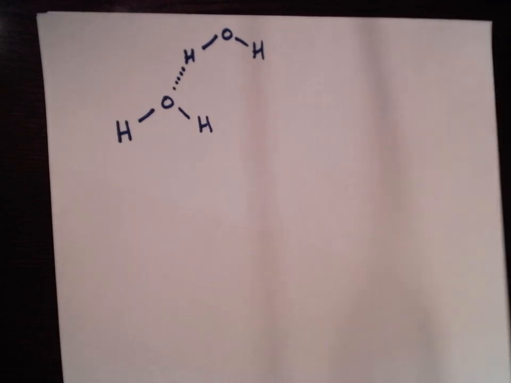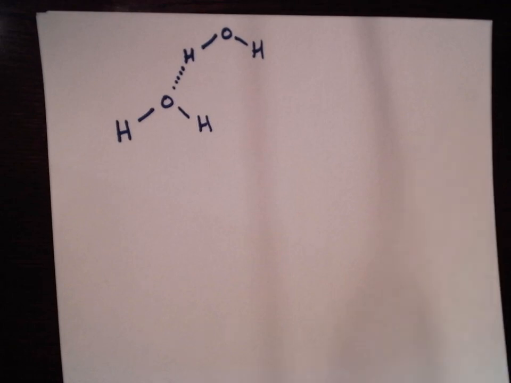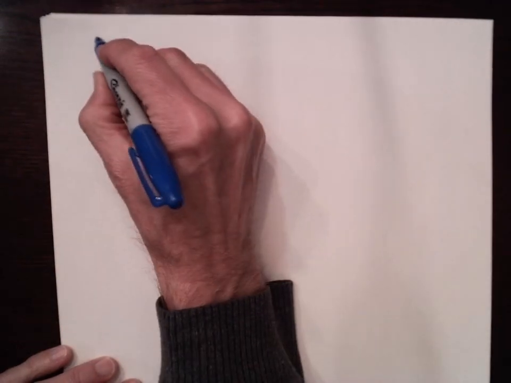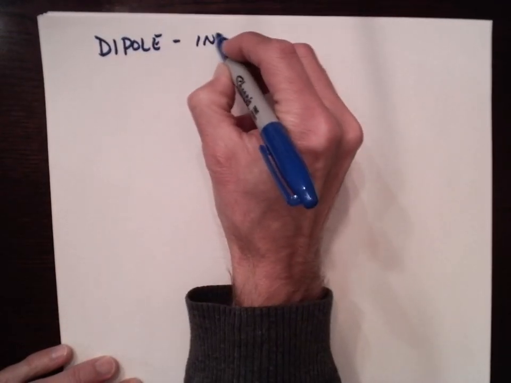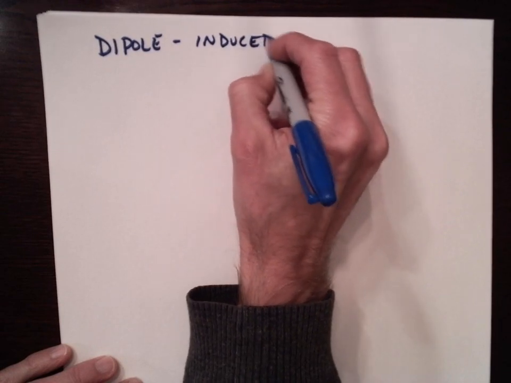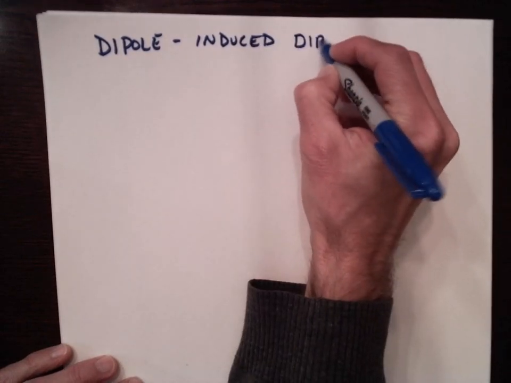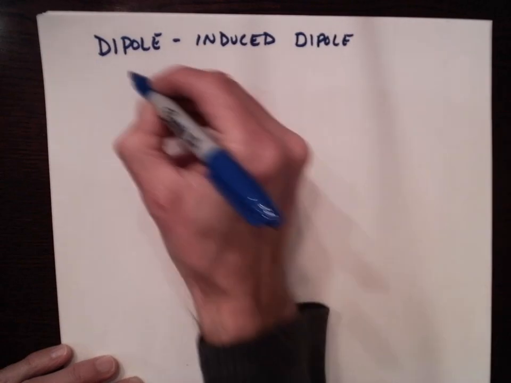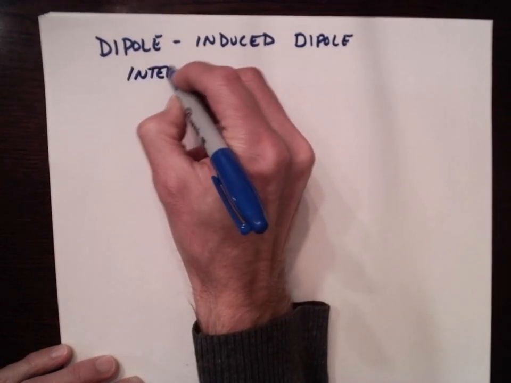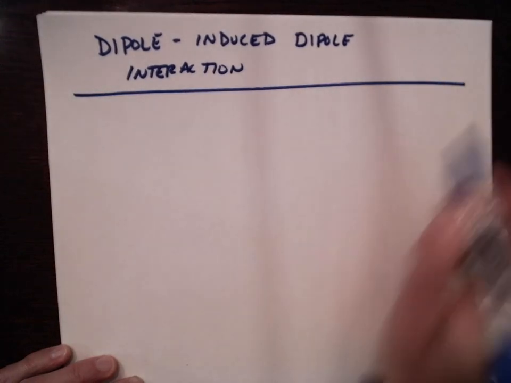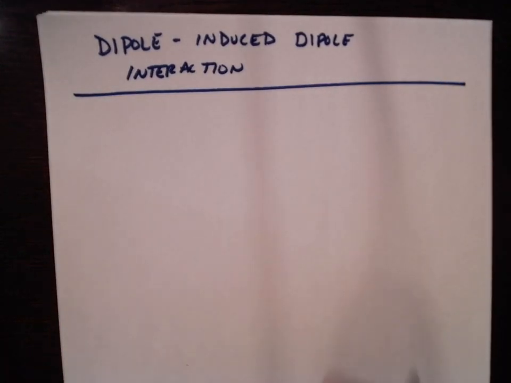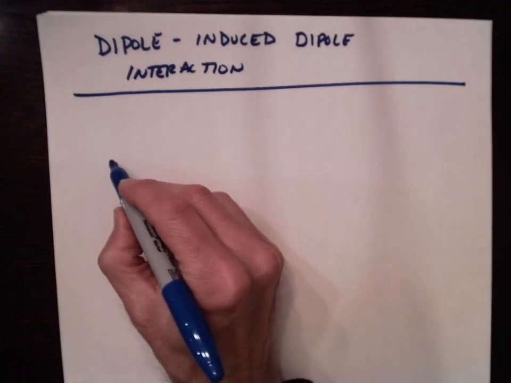All right, the third intermolecular force we're going to discuss. The next two are kind of subtle. This one is called a dipole-induced dipole interaction. Well, I already know what a dipole is, so let's just draw a water molecule in here.